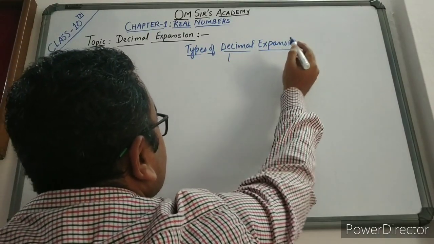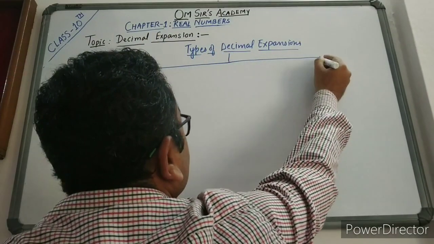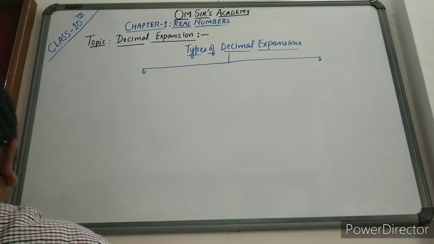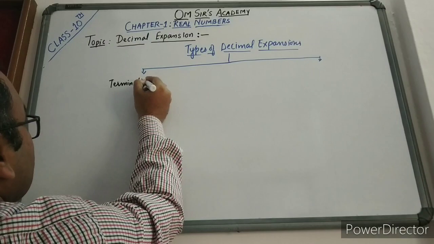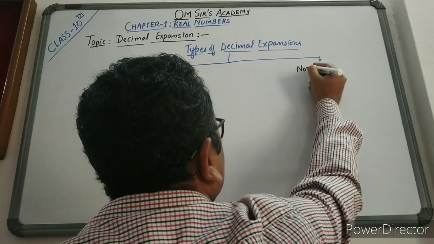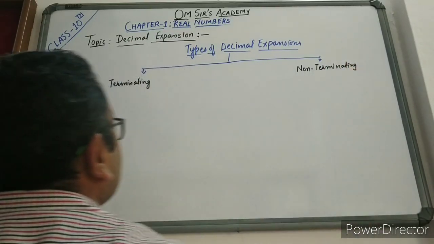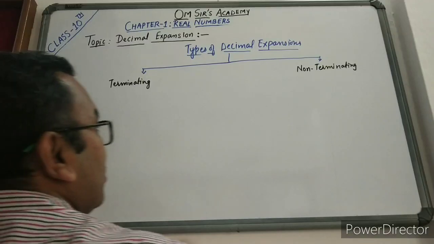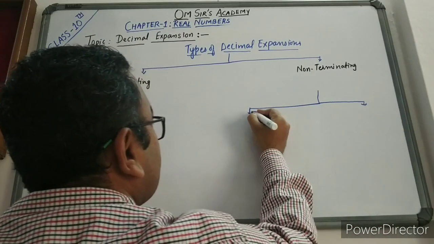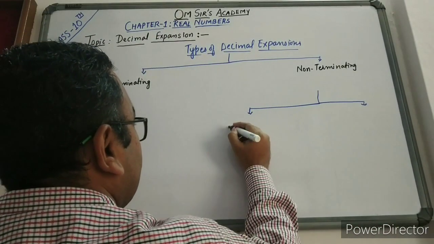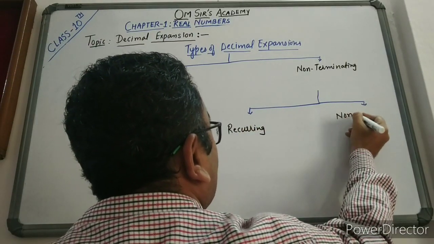Okay, so for this, just study this. Mainly, there are two types of decimal expansions. One is terminating decimal expansion and another is non-terminating decimal expansion. Is it clear? And further, non-terminating decimal expansions are also classified into two categories. One is recurring and another is non-recurring.